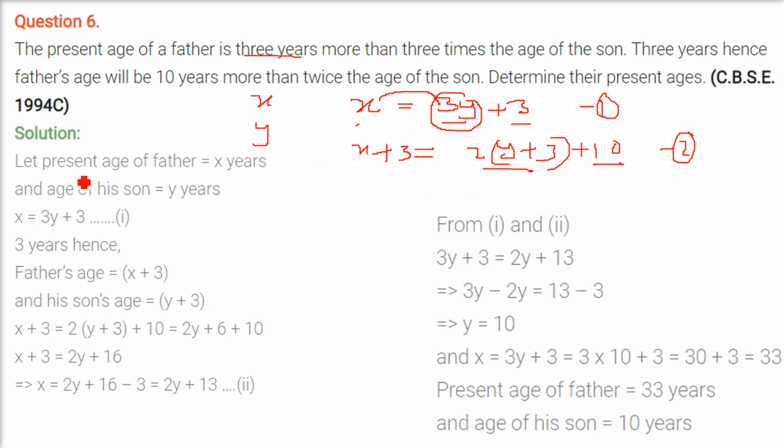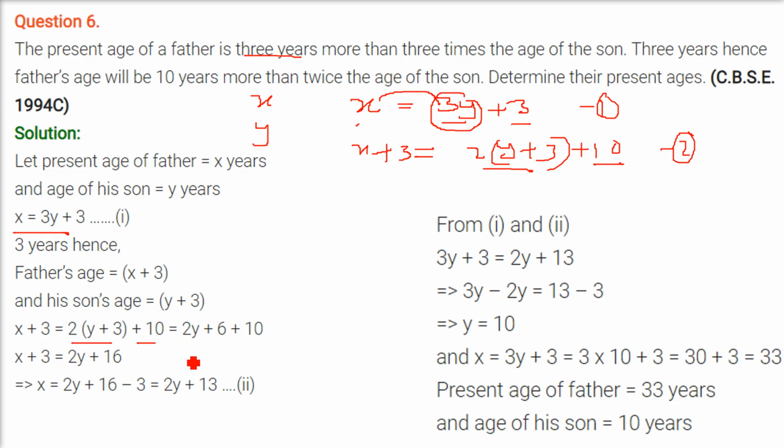So x equal to 3y plus 3 is the first equation. Then x plus 3 equal to 2 into y plus 3 plus 10 is the second equation. The equation is simply x equal to 2y plus 13. So these two equations, you know how to solve this. The solution is in front of you. The present age of father will be 33. Age of son will be 10.